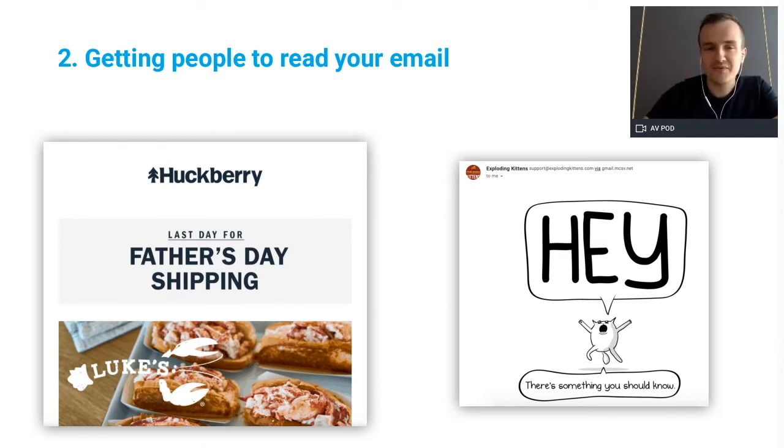Then this email from Exploding Kittens, it's a different strategy, but you can tell that this is going to be interesting. Hey, there's something you should know. You immediately want to scroll down. It's like a comic book. You just want to scroll down, know what it is about. Their emails tend to be very long, but you just keep scrolling to see what's hidden underneath.